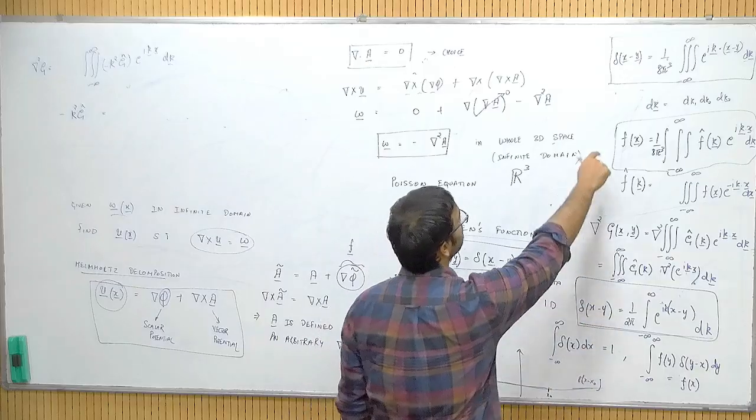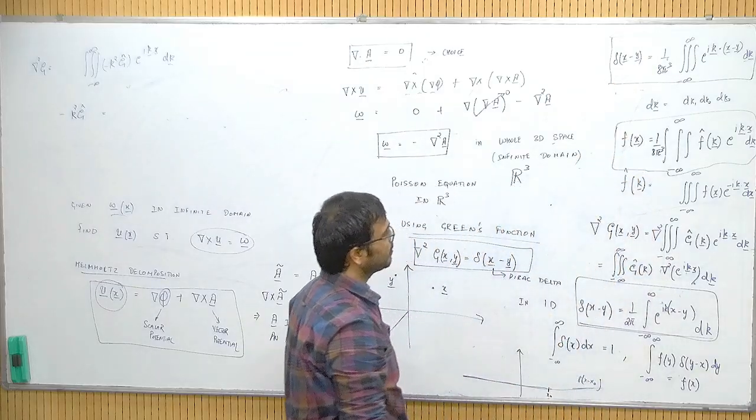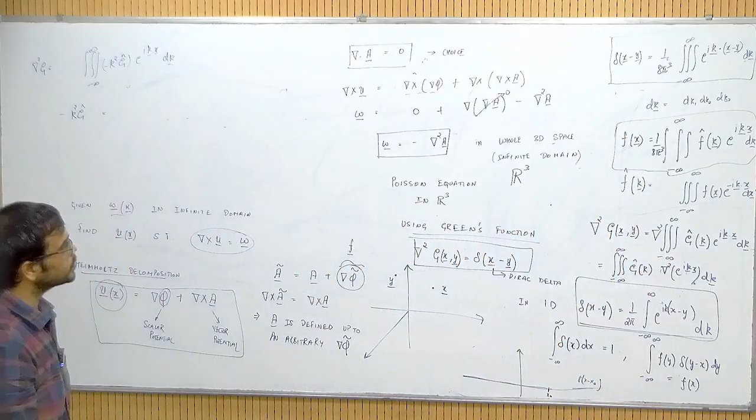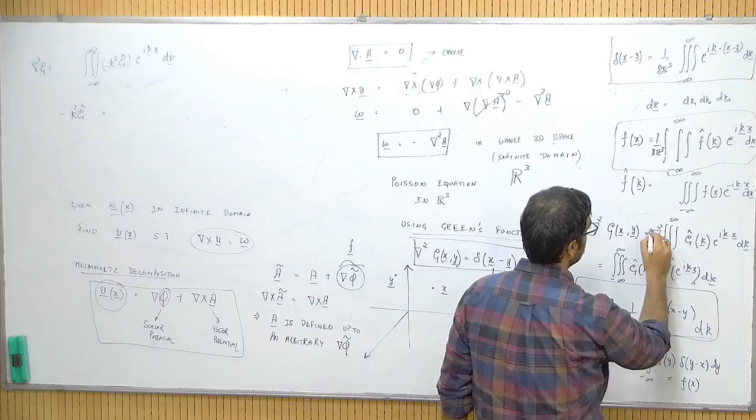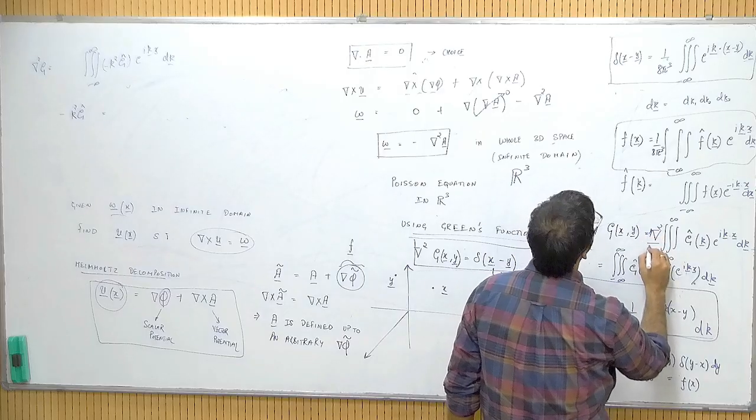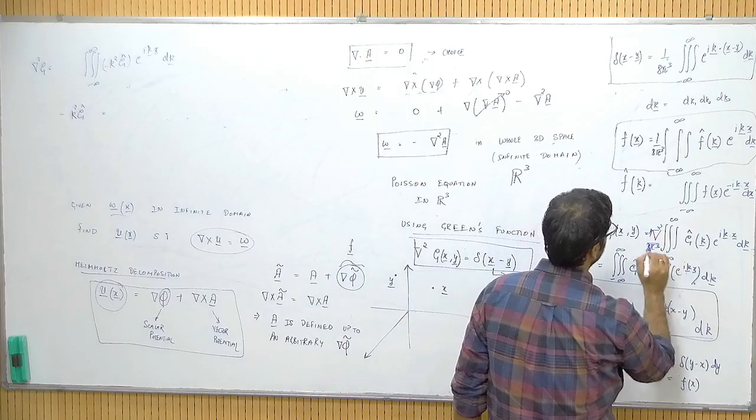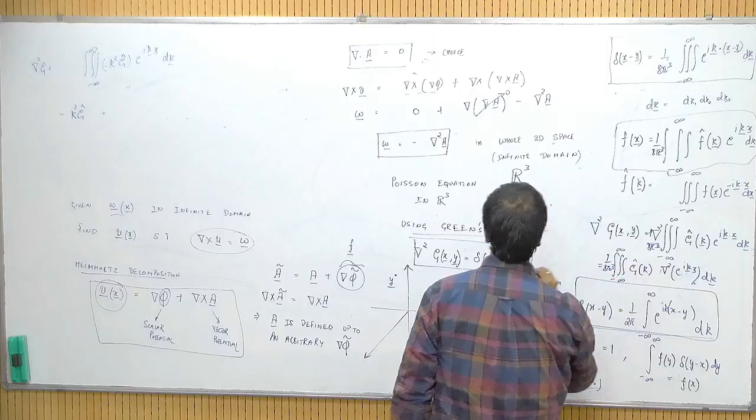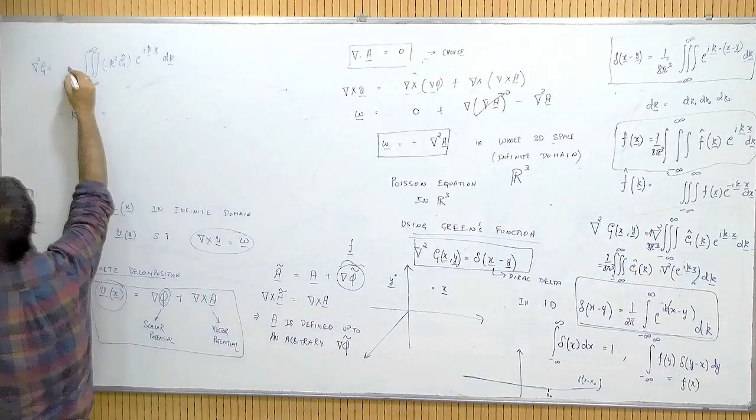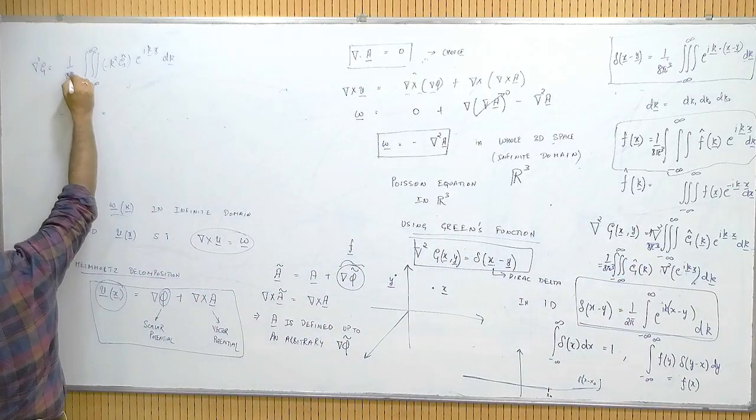So now if you compare this and this, we'll need a 1 by 8 pi cube. It will come here as well, no? 1 by 8 pi cube. So we'll have this as 1 by 8 pi cube.